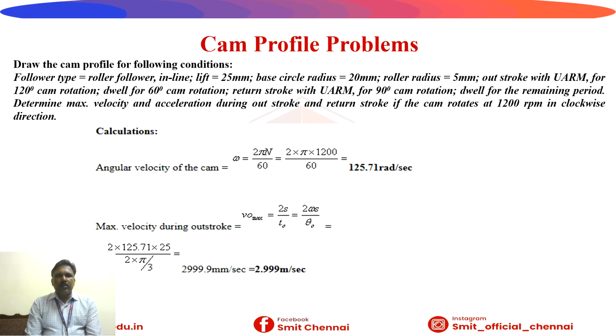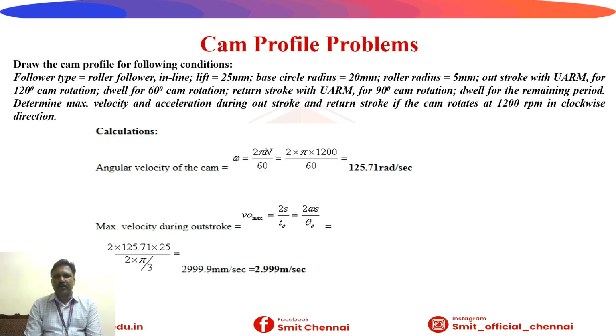Then the next problem is about the roller follower. The last problem we have seen was about the knife edge follower. In this, we are going to see about the roller follower. For this roller follower also they have given some specific dimensions, that is base circle radius and roller radius. Here the outstroke is given as uniform acceleration and retardation. That is a totally different method. The last problem we have seen was about simple harmonic motion, SHM.